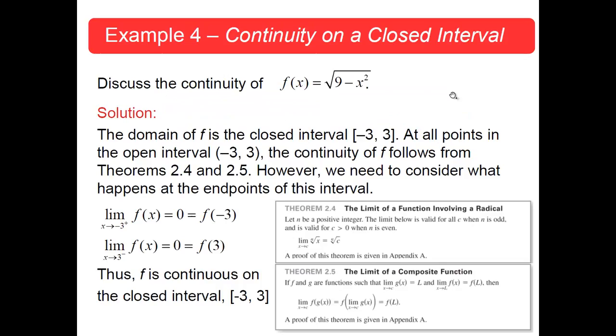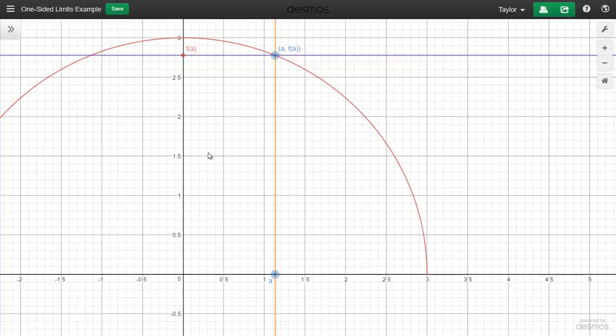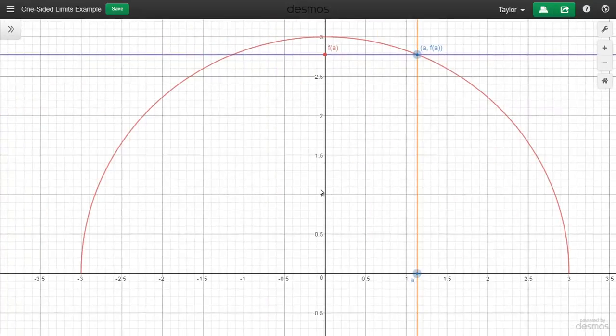Okay? So let's go back to that function we talked about earlier. We know this was the semicircle where it had a radius of 3. It was like a semicircle in the upper two quadrants. So we know that the domain here is -3 to +3. We want to check to make sure this is continuous on the closed interval. Now, all we need to do in order to show that is that the limit as x approaches 3 is equal to f of 3.